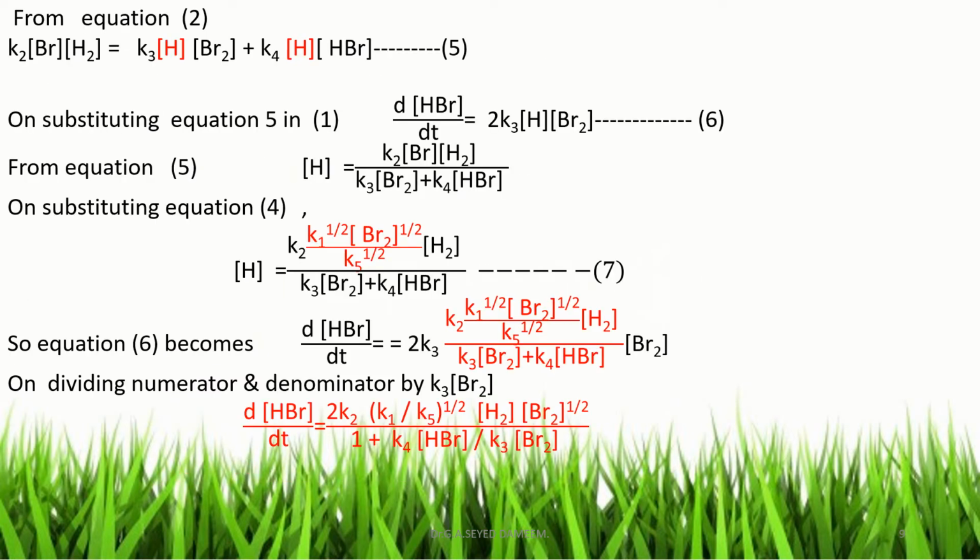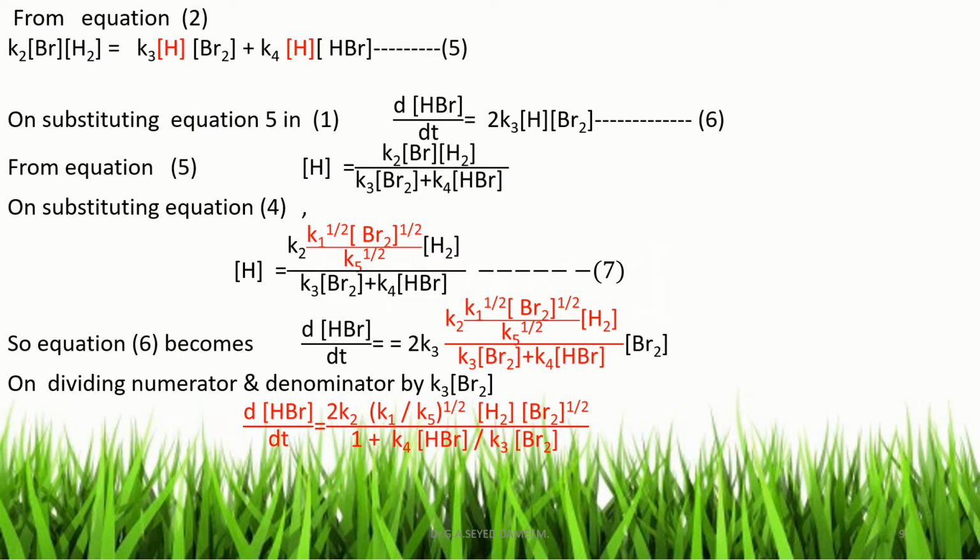Now from equation 2, K2[Br][H2] is equal to K3[H][Br2] plus K4[H][HBr]. That is very simple. By changing the minus sign from the left hand side to the right hand side, we get this equation, that is equation number 5. Now on substituting equation 5 in equation 1, that is the net rate of formation of the product HBr, d[HBr]/dt is equal to 2K3[H][Br2], by cancelling the positive and negative terms of K4[H][HBr]. Now let this equation be 6.